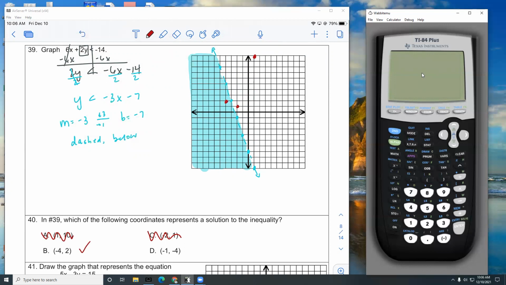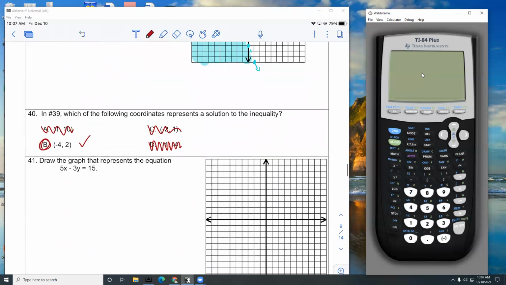Then what about negative 1, negative 4? Okay, now that one's on my line. That one's a little iffy. Guys, remember, if it is a dashed line and it is on your line, it does not count. Only solid lines count if it is on your line. So our only answer could be B.